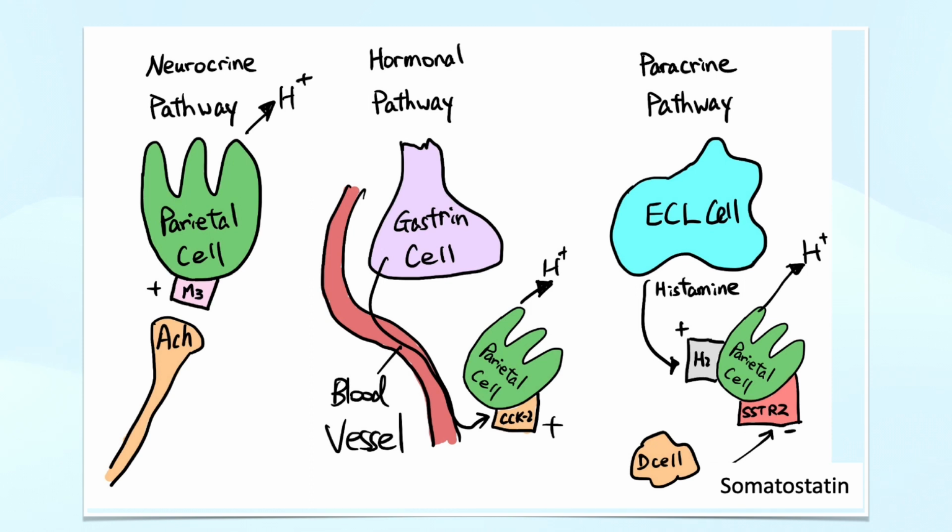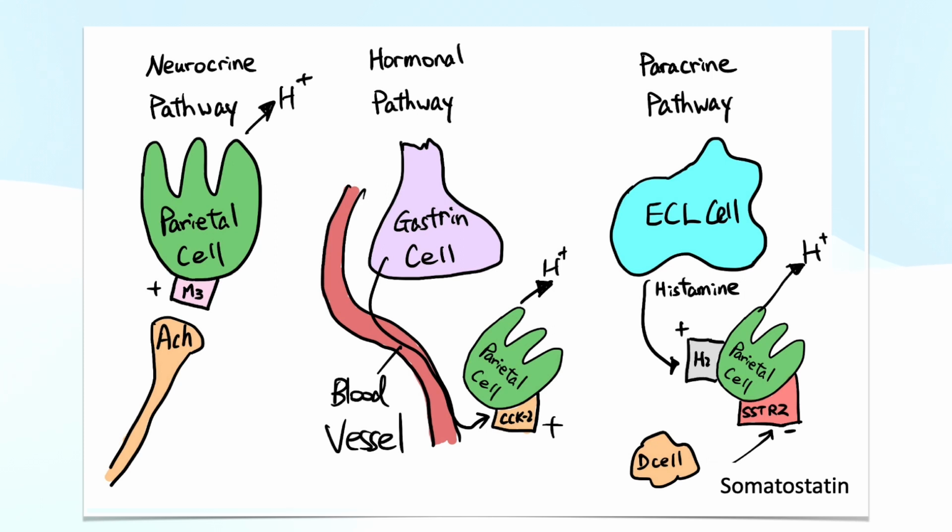In the hormonal pathway, G cells or gastrin cells in the stomach release gastrin in response to the presence of food. Gastrin in turn stimulates parietal cells by binding to CCK2 receptors, leading to the secretion of gastric acid.